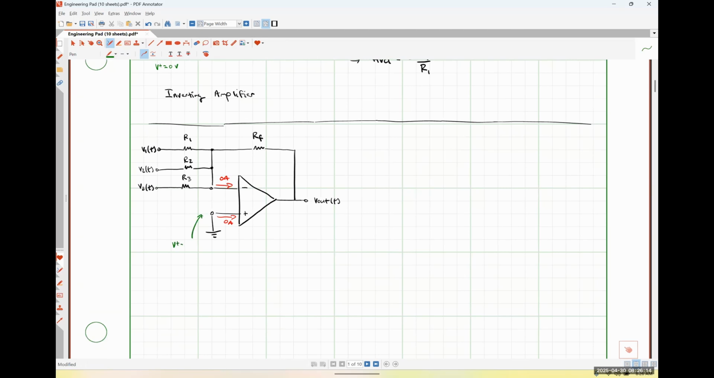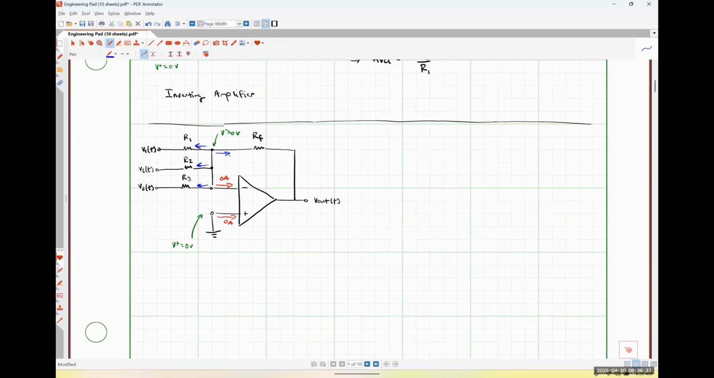This voltage is by inspection 0 volts, which means this voltage is also 0 volts. And now I'm going to write my KCL equation. So I'm going to add this current plus this current plus this current plus this current together. Those are all of the currents that are leaving the inverting input node.